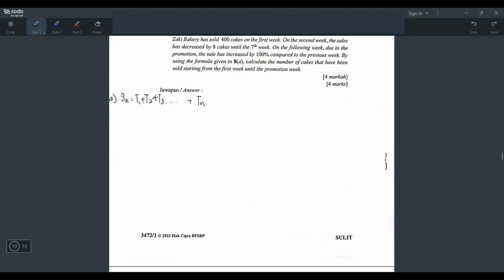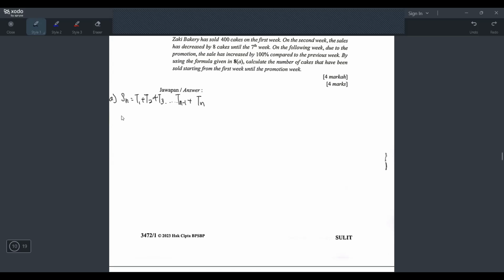Okay, so for example, if I want to find S7, the sum of the first 7 terms, it means I will take T1 plus T2 plus T3 until T7, right? And if I want to find S6, then I'll add until T6, right? But what do you think will be the term before Tn? It will be Tn minus 1, right? So the term before Tn will be Tn minus 1.